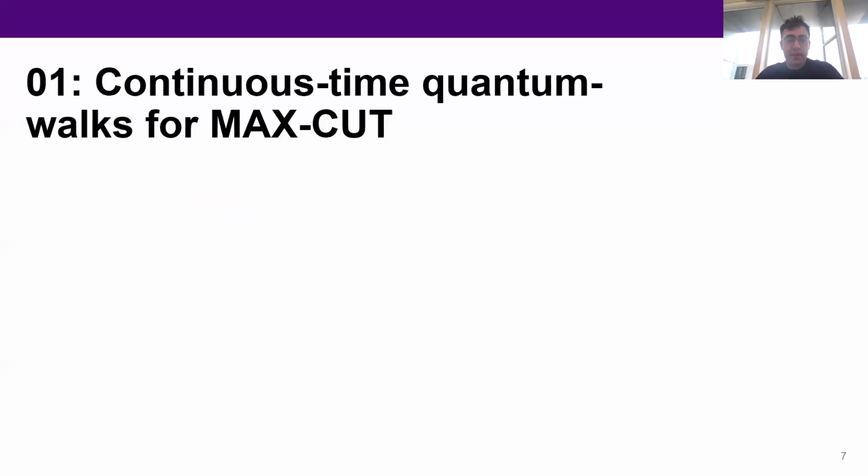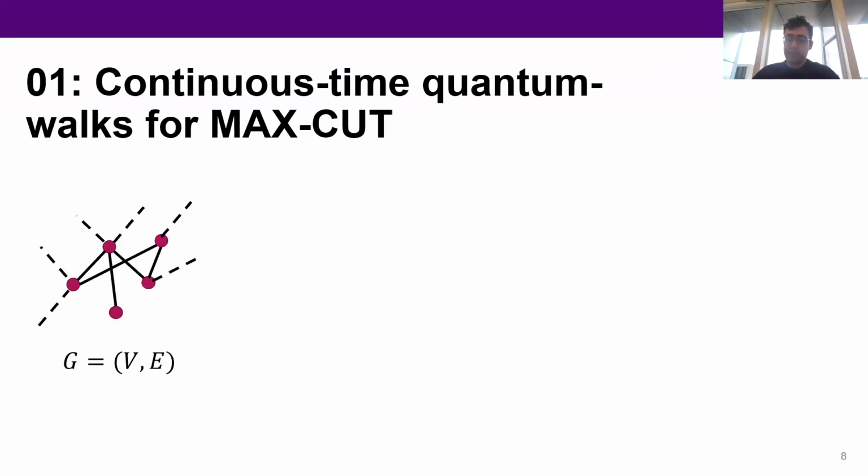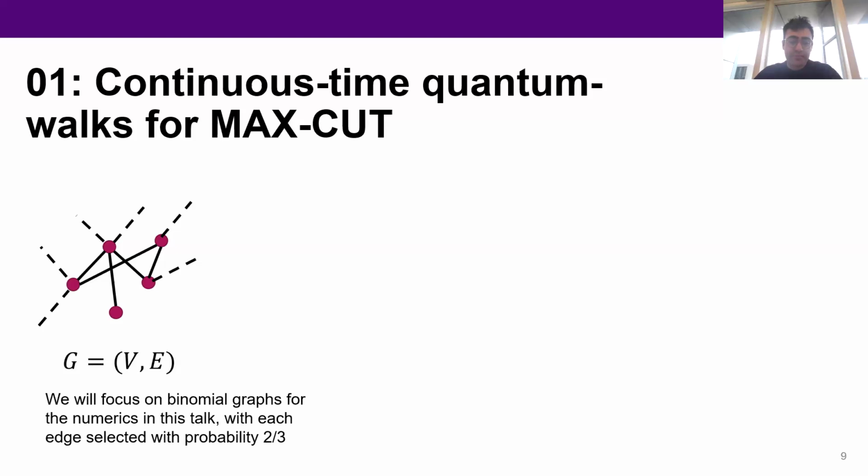So what makes a continuous time quantum walk, especially for max cut? Well, you start with some graph on which your max cut problem is defined. For the purpose of this talk, all our numerics will relate to binomial graphs where each edge is selected with probability 2/3, but this could in principle be any graph you're interested in.